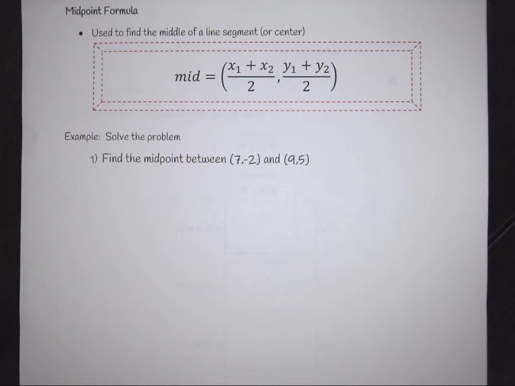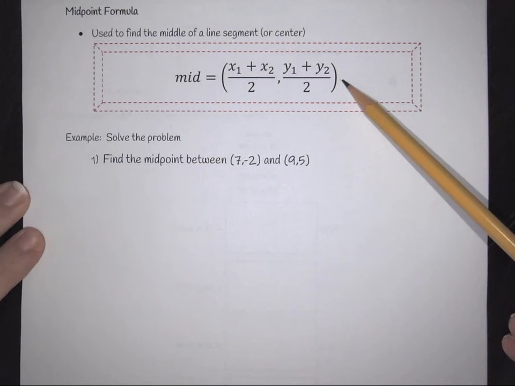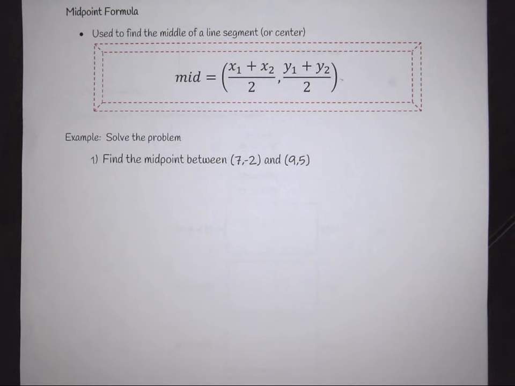Alright, here is a mini refresher on how to find the midpoint using the midpoint formula. The midpoint formula is given by this formula here, where essentially what we're doing is taking the average between our two coordinate points. We are finding the dead center, or the dead middle, of those coordinate points.